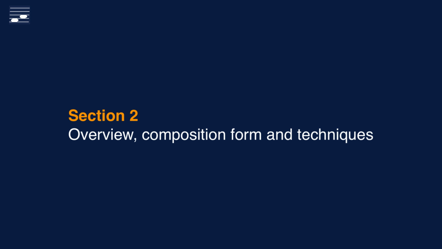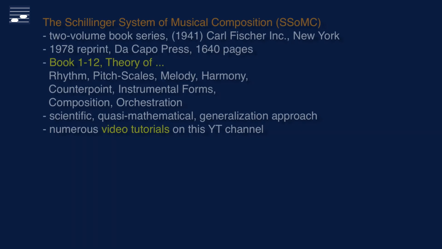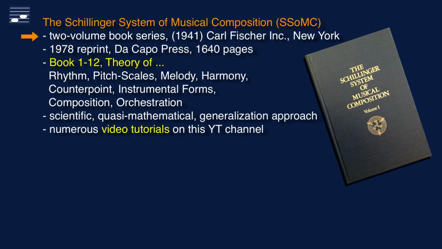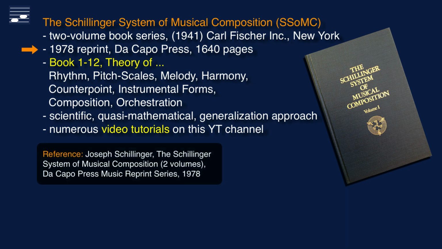Let's get started with the overview of the example composition and picture the context. The Schillinger System of musical composition dates back to about a century ago. Its legacy is a 2-volume set of books in various reprints. I own the Da Capo Press version, where you'll find a total of more than 1500 pages and 12 books, all entitled The Theory of Something, where something might be rhythm, pitch scales, melody, harmony and so forth.